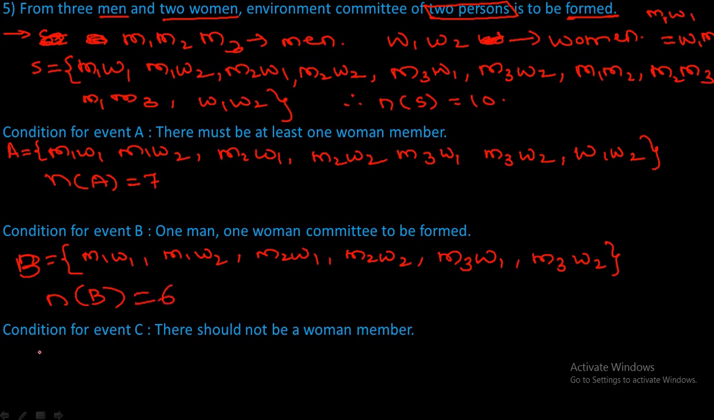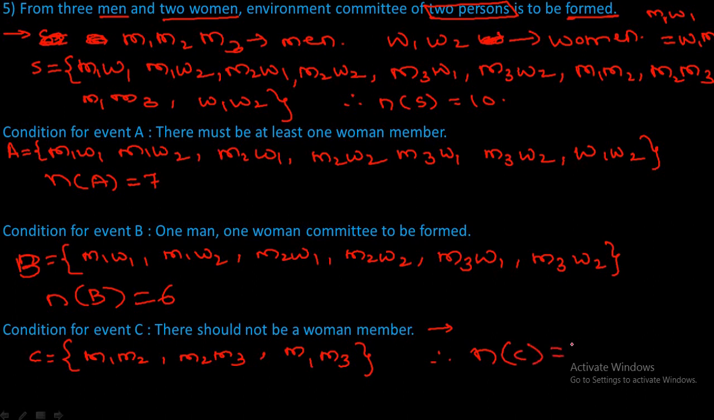Next condition, for C, that is the C event you have to write. C is equal to there should not be a woman member. There should not be a woman member here. So here there is a woman member, here also woman, woman, woman. So here there is no woman. So we can write M1, M2. Similarly M2, M3, there is no woman here. Then M1, M3 also there is no woman. So only this much. Here there are two women. So n of C is equal to how much? n of C is equal to 3. I hope you understood.